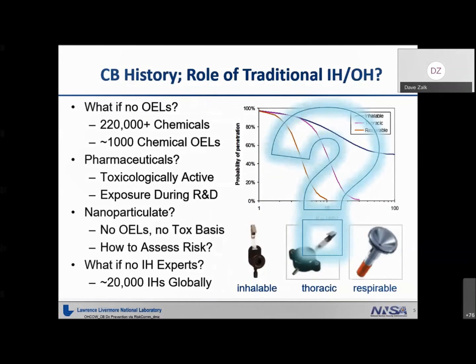But what do you do if you don't have an occupational exposure limit, which actually is quite likely? There's well over 220,000 chemicals in the world, but there's about 1,000 chemical occupational exposure limits. So you can see there's orders of magnitude difference between the number of chemicals out there and that quantitative information that leads to an exposure assessment.